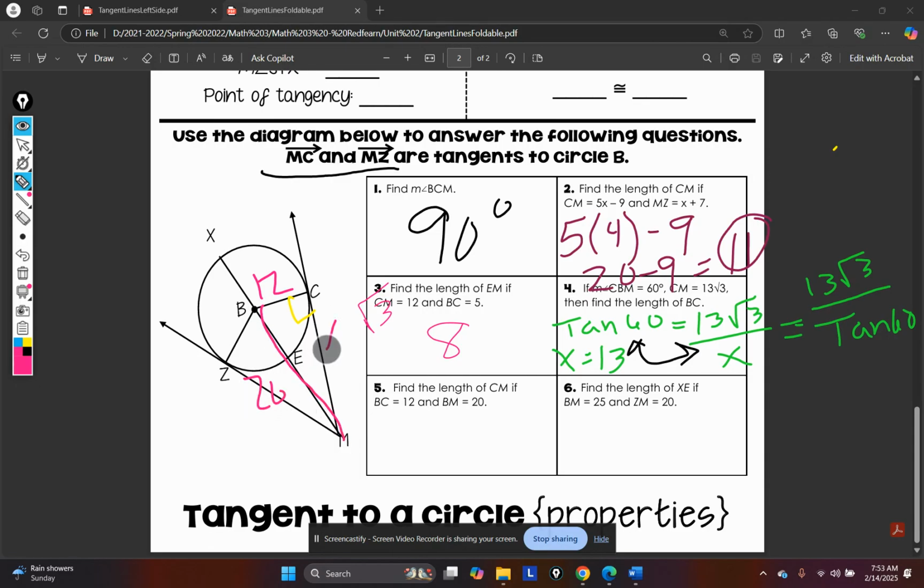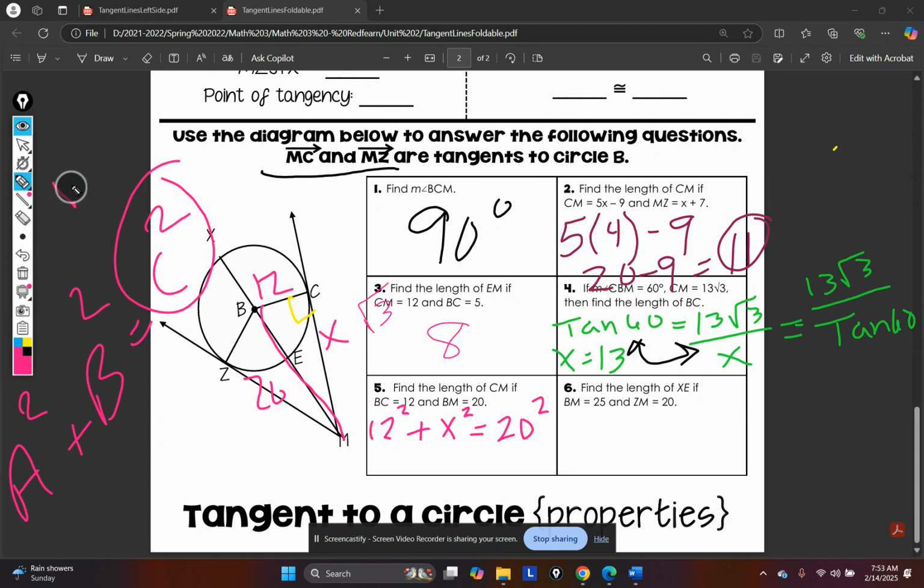Alright, so I don't know this side, which is going to be my x. So when I set up my problem, I'm going to have 12 squared plus x squared equals 20 squared. Again, we're using Pythagorean theorem. A squared plus b squared equals c squared. And your c is always your hypotenuse. Okay, your c is always your hypotenuse. So I want you to solve it, and I want you to find out what x is. Okay, so that you can find what CM is.